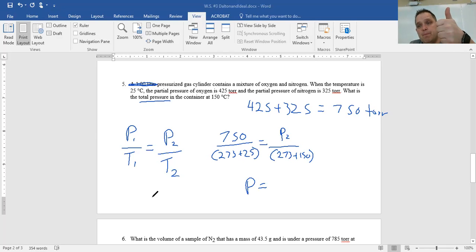Temperature goes up. What's going to happen to pressure in this one? Yep, direct relationship. So it should go up. And I did get a number that goes much higher, 1,065. So there we go. There's question 5. All right, let's continue.